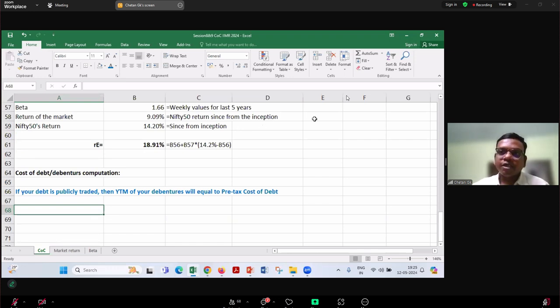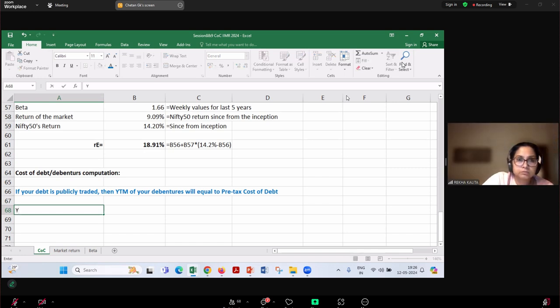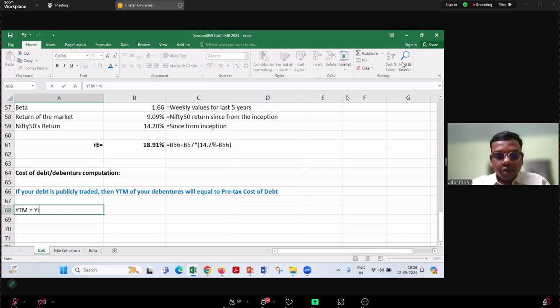Anybody would like to say any answer, or shall I explain? What is YTM? Yield to maturity. So YTM is equal to yield to maturity. Do you know where we discuss this? We discuss this while understanding yield to maturity with respect to valuation of bonds. Right?